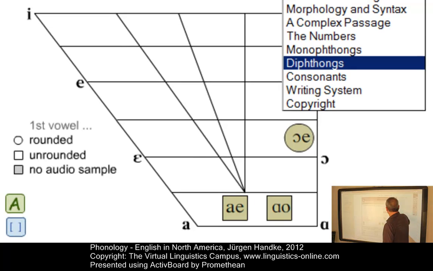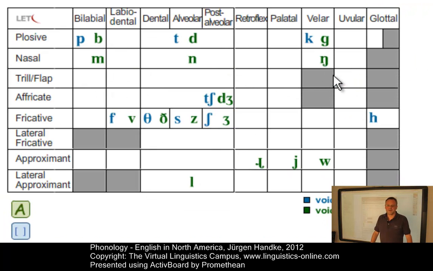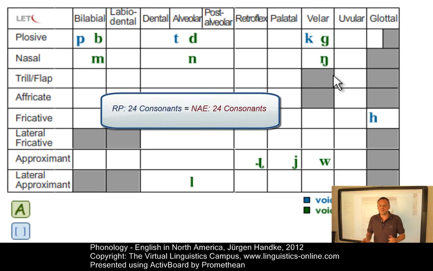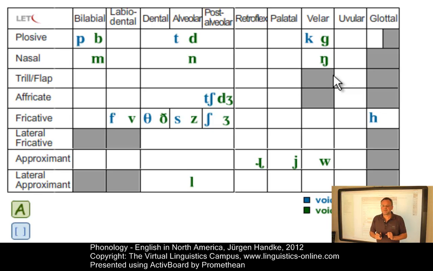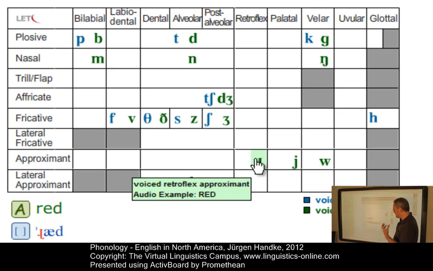Let's finally look at the consonants, and here they are. Now, in the VLC unit, the sound system of present-day English, all consonantal phonemes of RP and North American English, including their allophones, can be accessed. In fact, the phoneme inventory of consonants is identical with that of RP. However, allophonically, there are several interesting differences. The first one concerns the use of the R itself. Red. Now, the type of R that is used in North American English is retroflex, where the tip of the tongue is curled back a bit more than in British English, where you use the alveolar approximant.